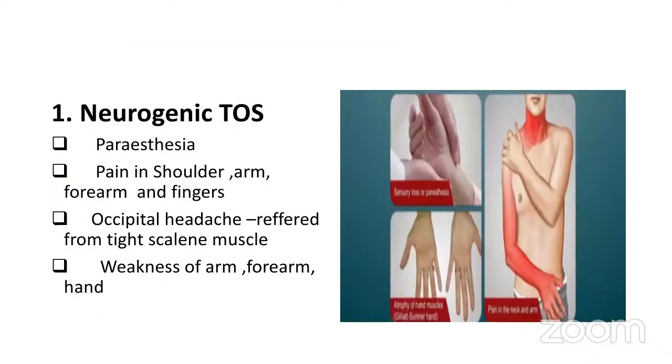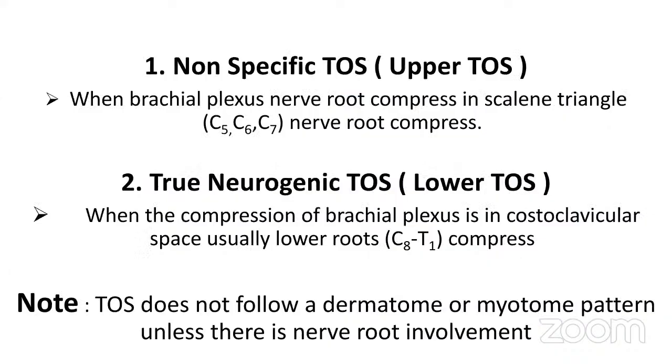Now how will you diagnose neurogenic TOS? These symptoms are present in neurogenic TOS: paresthesia, pain in shoulder, arm, forearm, and fingers. Then occipital headache is there due to tight scalene muscle; this will refer from the tight scalene muscle. Then weakness of arm, forearm, and hand. Now next, in neurogenic TOS, there are again two: non-specific TOS or upper TOS.